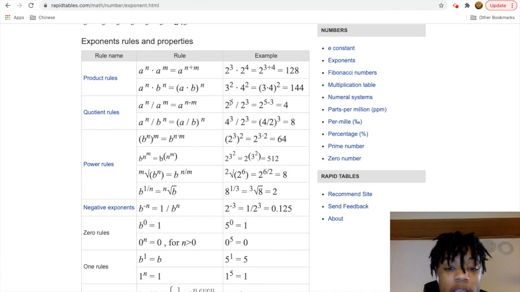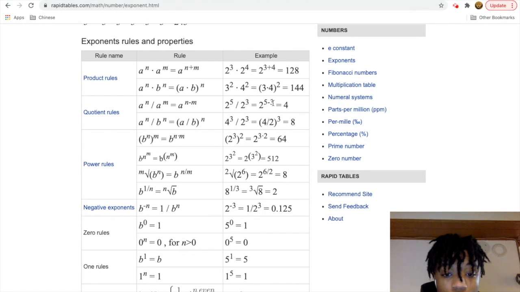Now we're going to look at our quick example. 2 to the power of 5 divided by 2 to the power of 3. What is 5 minus 3? It's 2. Now we have 2 to the power of 2. This is pretty simple, probably the easiest one out there. 2 to the power of 2 is 4. Pretty simple, easy way to get your answer.